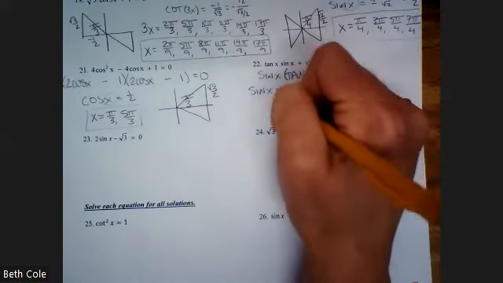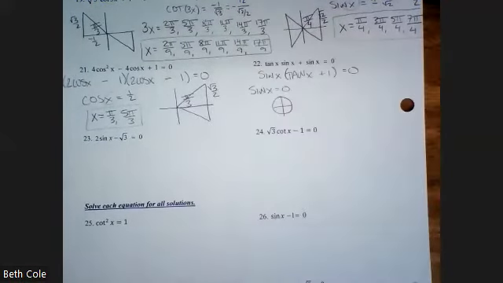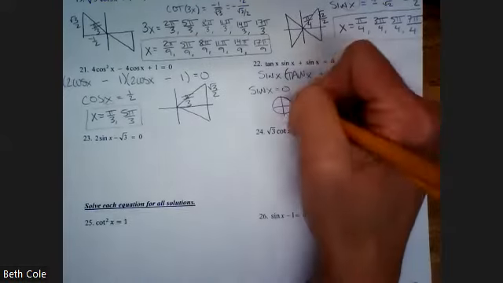And that's not going to give us a triangle. That's going to be the circle. Sine is y. So where is y 0? Up, down, left, right. Left and right. Good.